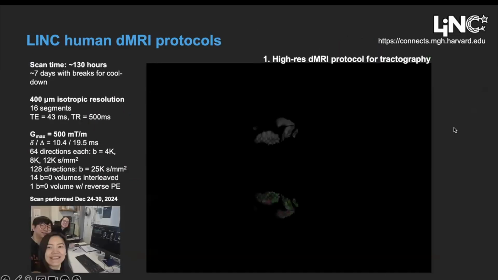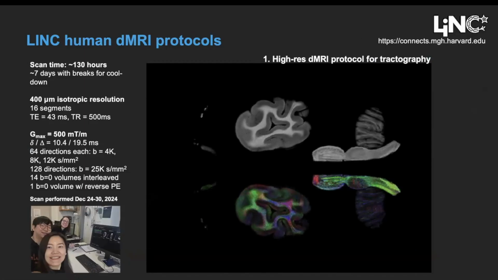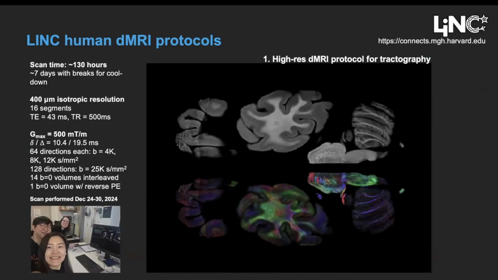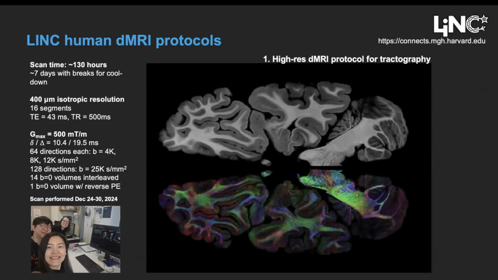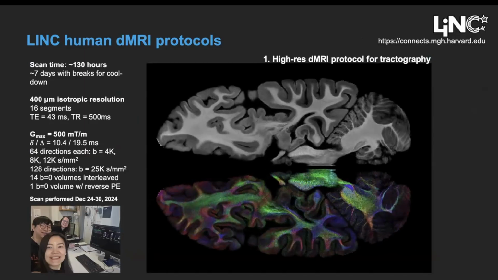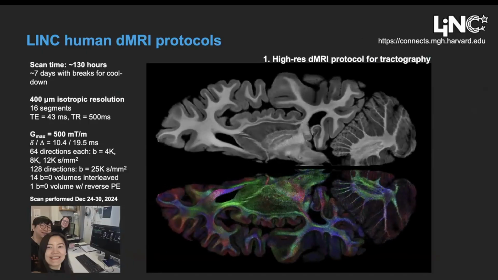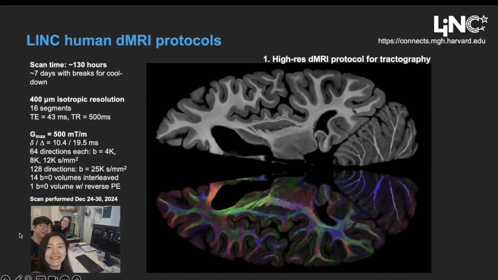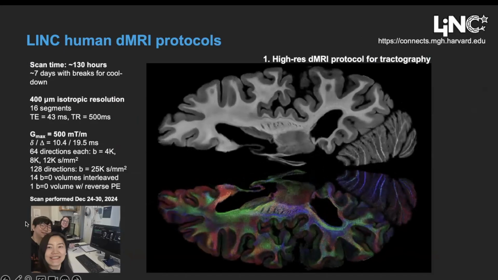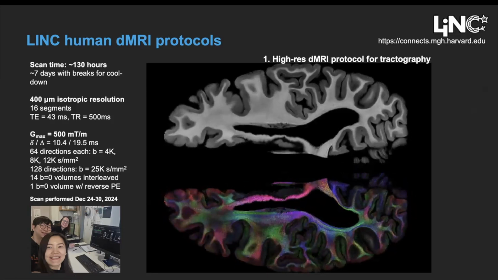And this is just to give you a preview of what these human hemispheres that have been scanned on the Connectome 2.0 look like. So this is a 400 micron isotropic resolution scan of a human hemisphere. This was a protocol that was developed by Ting Gong that you see down here, who's a postdoc in our lab, and Dong Suk Sang also helped with the acquisition. He's a postdoc in Susie's lab.